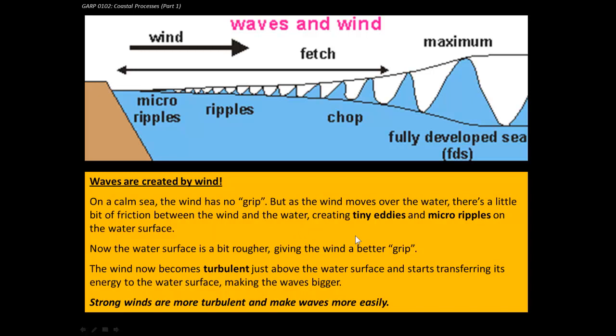Therefore, the surface of the water gets a little bit rougher, the wind has better grip, now the wind becomes turbulent, and now energy is being transferred from the wind to the water surface, and you get bigger waves. Stronger winds are more turbulent, and you get easier and bigger waves out of that. So a wave that you see on the surface of the ocean, a wave that you see on a lake is basically created by wind.